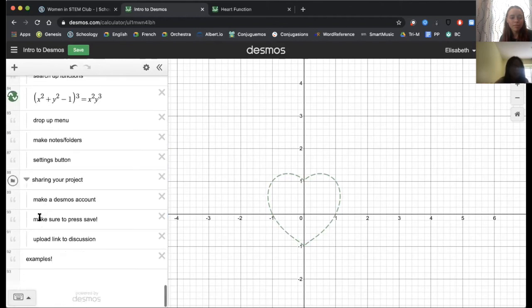So before you share your project, make sure to make a DESMOS account so that you're able to save your work. And then also make sure to press save, because I'm sure you don't want to lose your hard work and progress. And when you're finally done with your project, just upload the link to our discussion board in Schoology, and then you're all done, and we'll share it all next week.